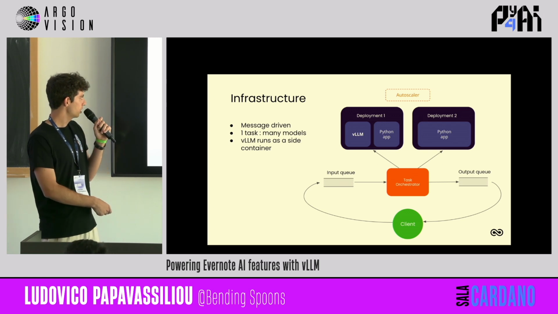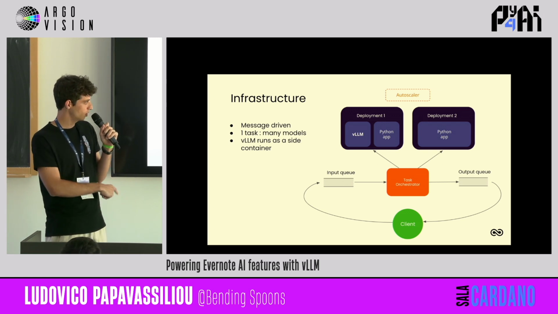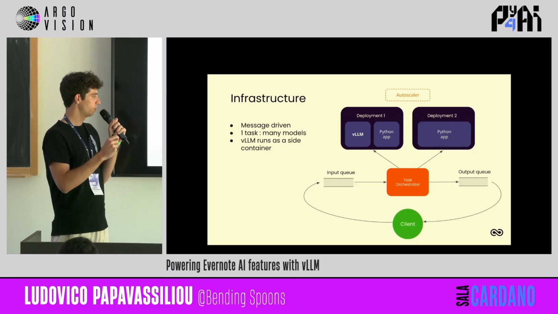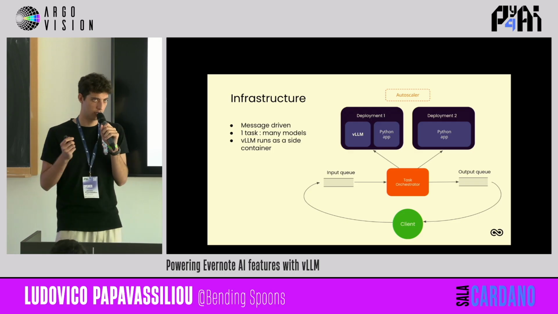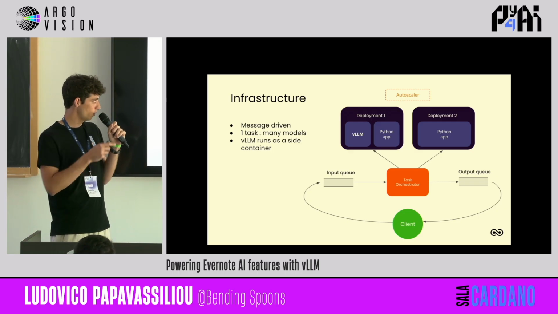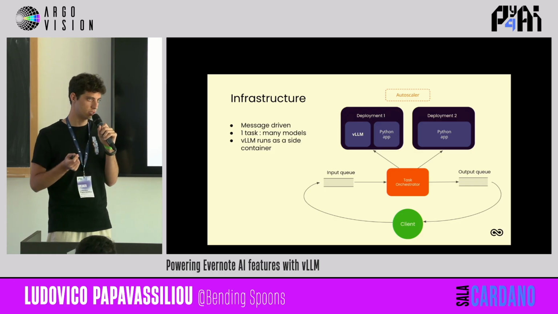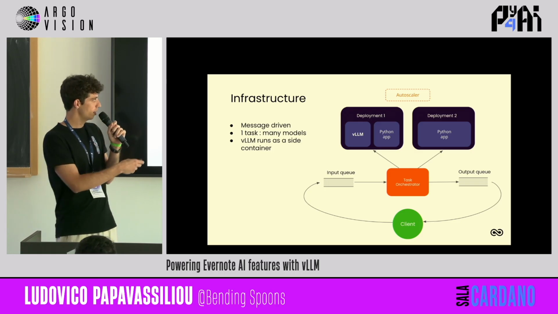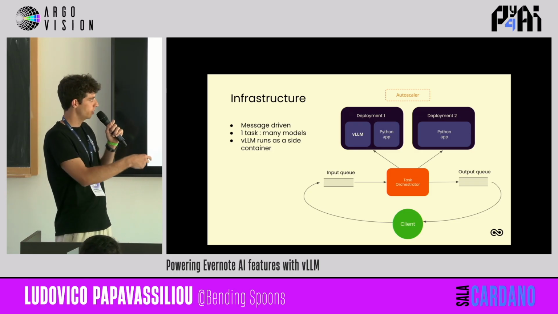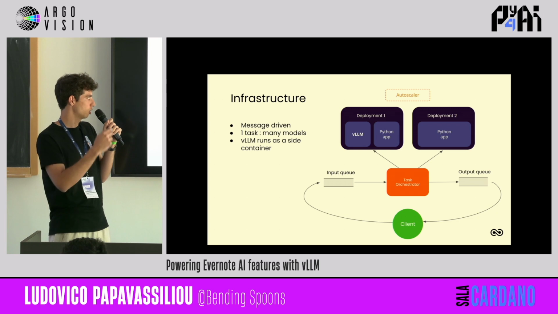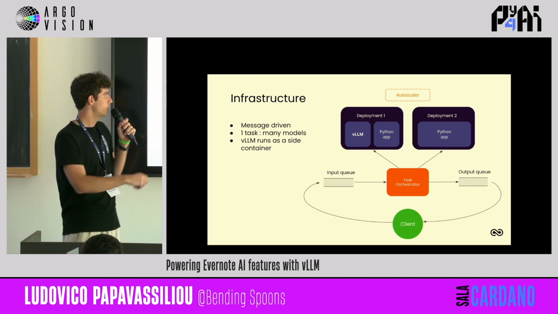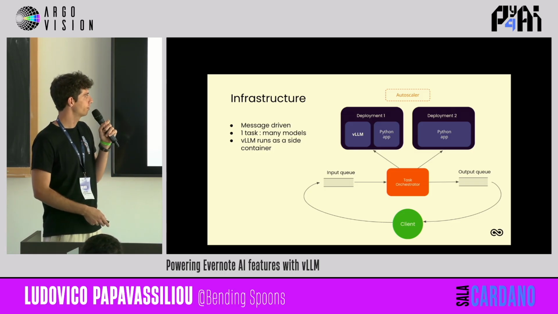To give an idea of the infrastructure, it's message-driven with queues. So the client puts a message in the input queue. Then there's an orchestrator which forwards the task to one or more AI model deployments. A deployment can have one or two Docker containers mainly. If you use vLLM, then we have a container for that. And the Python application does the communication, maybe the pre-processing or post-processing before vLLM, or if you do just PyTorch inference, then you're not gonna have the second container, of course.